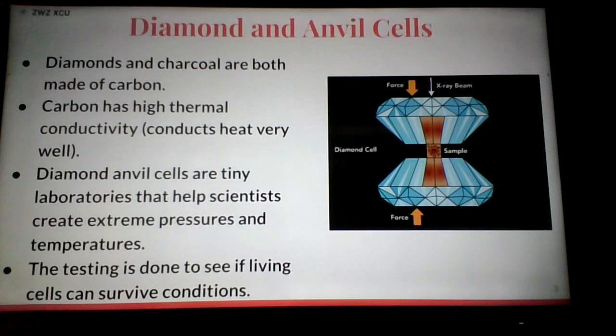Testing helps to see if living cells can survive similar conditions. But doing the testing on the non-living materials, well, that's what we want to do, and then we can see if living cells are able to survive those conditions.